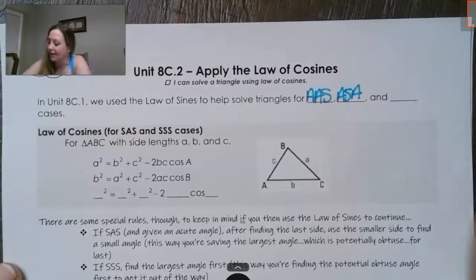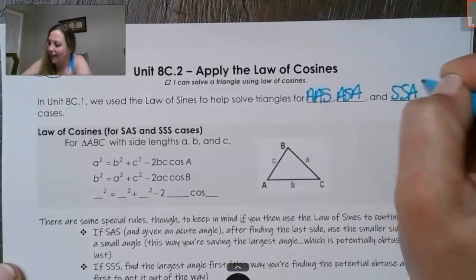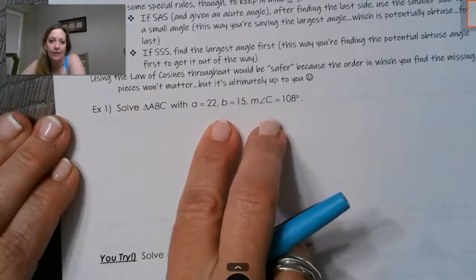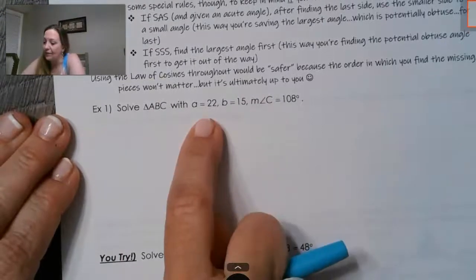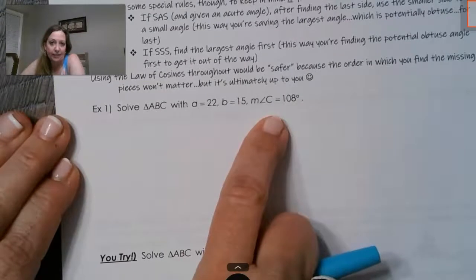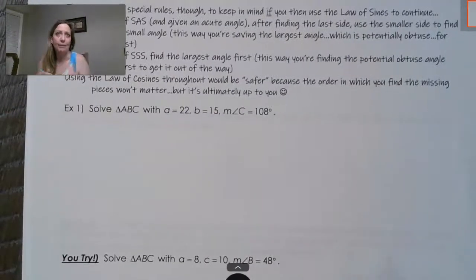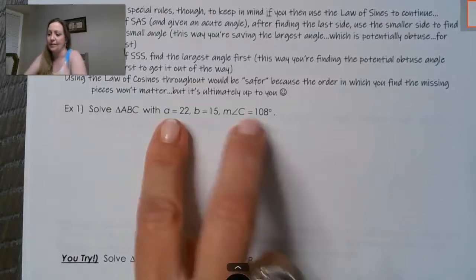And then there's that special case, that SSA case that we have to make sure that we're super cautious about. But we're not always able to use the law of sines. For example, if we look at our information that we're given in example 1, we have side A, side B, and angle C. In order to use the law of sines, we have to be able to set up a ratio, right? We have to be able to set up one of the sides over the angle opposite that side. And so if we look at that, there isn't one.